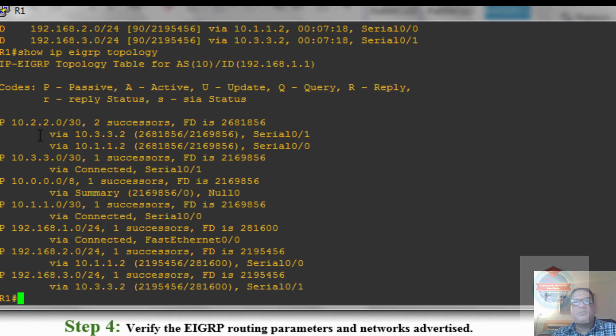10.2.2.0. You got two ways to get over there, and you got two successors. Two ways to get over there, because of equal cost path balancing that we just mentioned recently. But over here, we have only one successor for each of the other routes. Remember, as I mentioned, it has equal cost balancing in this exercise.